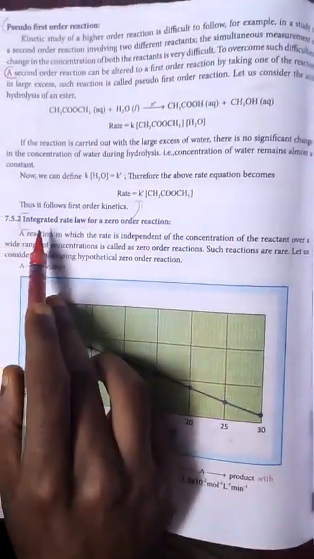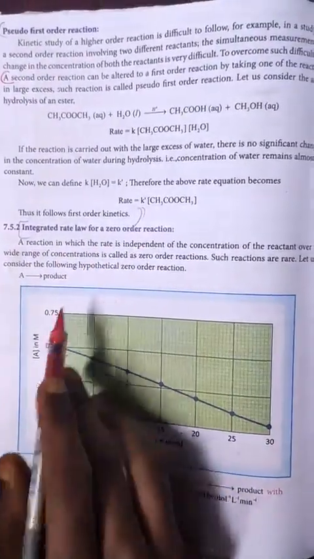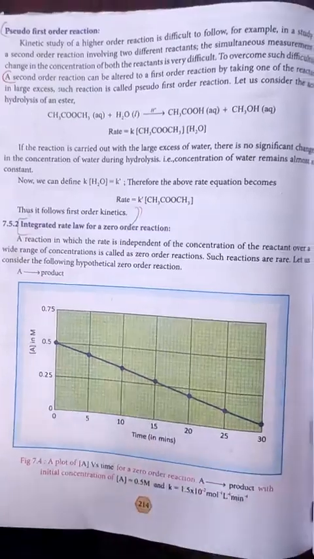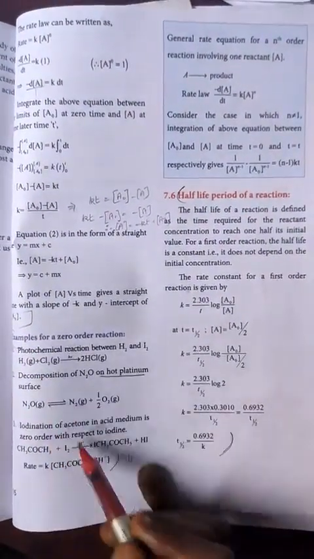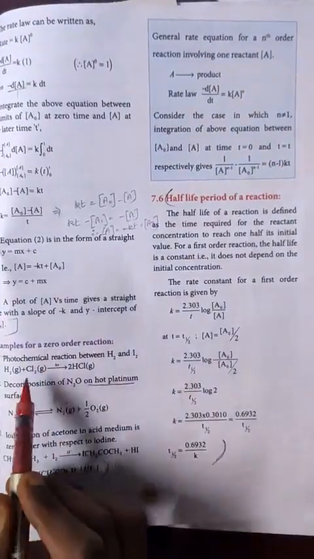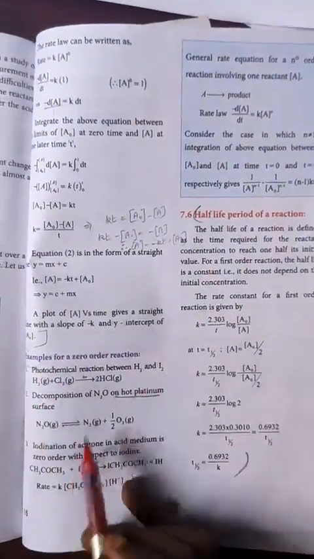And one another derivation question, integrated rate law for zero order reaction. It is a book back question. From here the graph and the derivation part up to here, and below that this is also a book back question, example for zero order reaction. Here also learn the equation as well as the theory part.